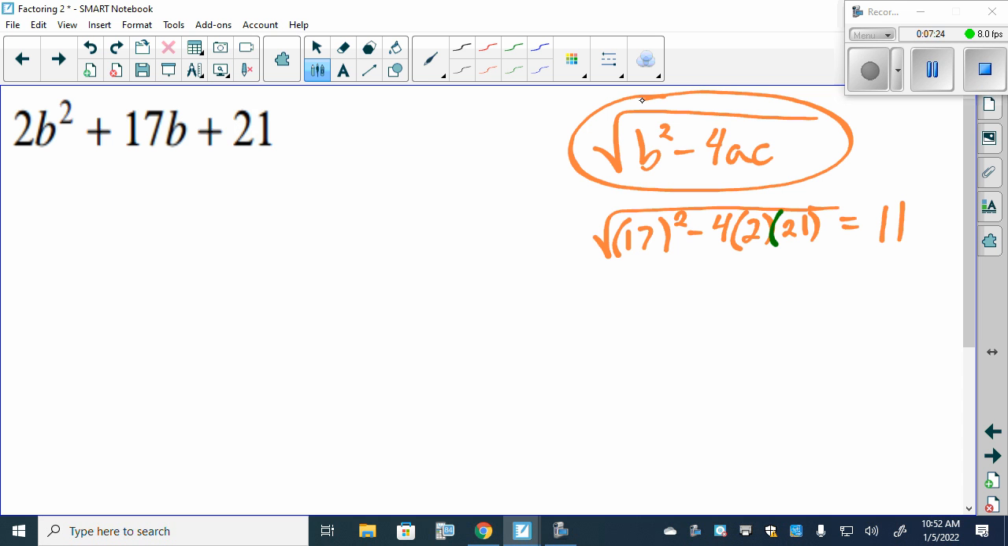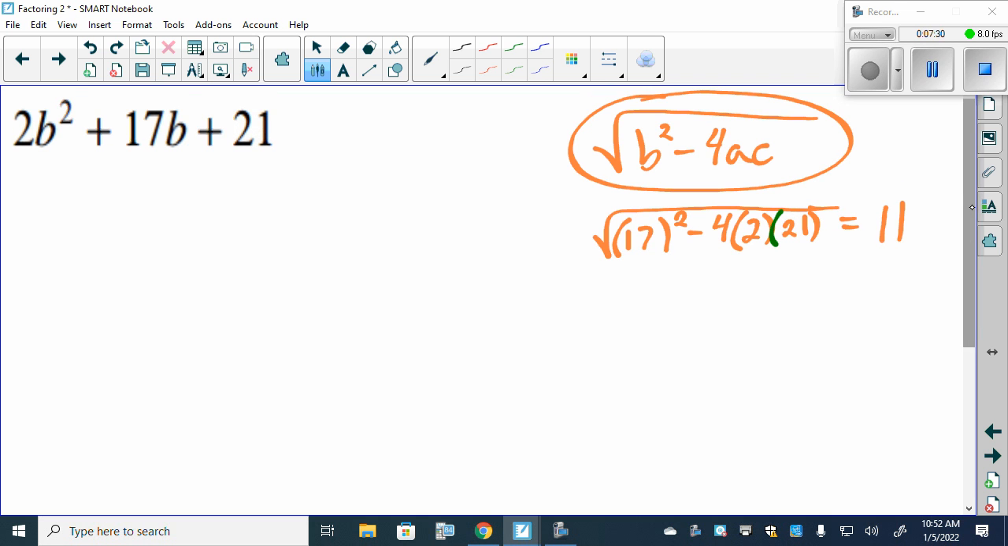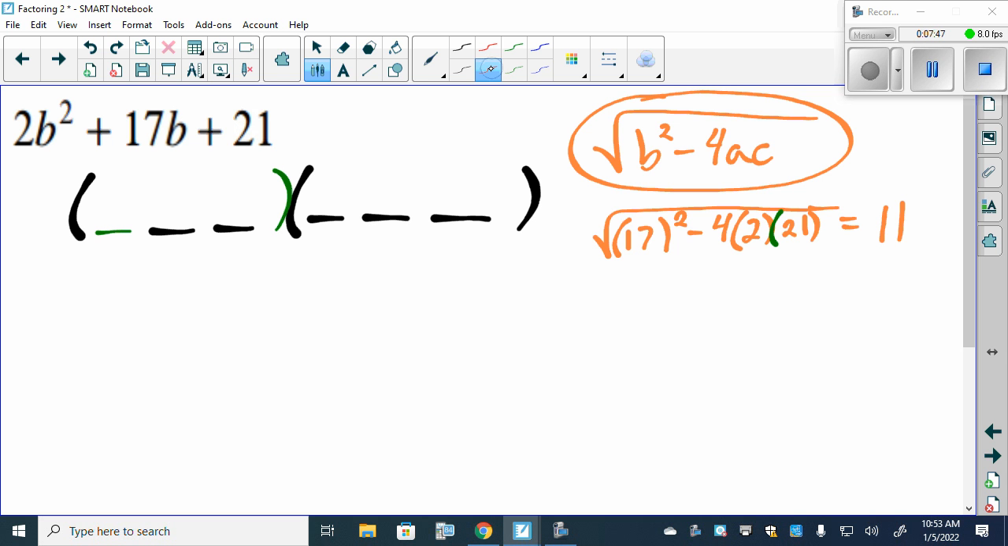So that's kind of a way that we can check to see if it is factorable or not. So this one is. Now, I can tell you right now there's not a greatest common factor between 2b squared, 17b, and 21. So we can do our two sets of parentheses with 3 spaces.